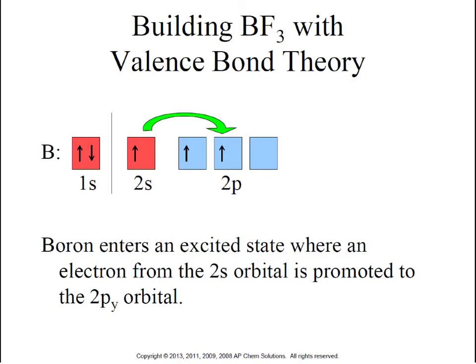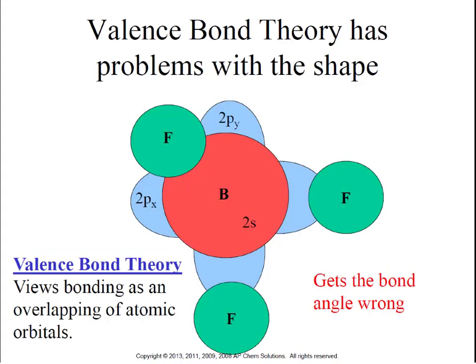Now what happens is we have 1, 2, 3 places for boron to share electrons. That means that 3 fluorines can come in here and they can put their electrons in with boron's, bond in 3 different places, and give us BF3. So 1 fluorine is going to be sharing in the s sublevel, and then 2 of the fluorines are going to be sharing in the p sublevel. So whoa, here's how that would look.